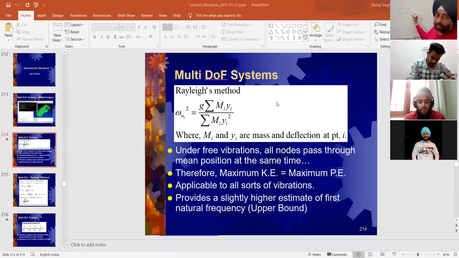In the summation, you have m and y. Now m is nothing but mass, y is nothing but displacement. In the denominator, you have m into y i square. So m is nothing but M, and y is nothing but L, but it is now squared.